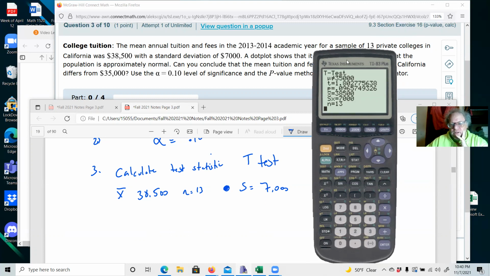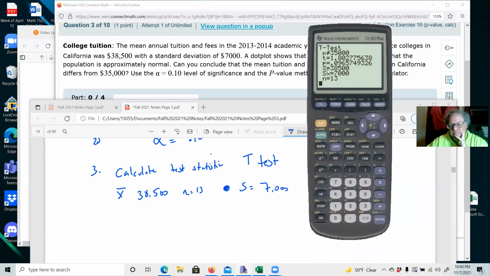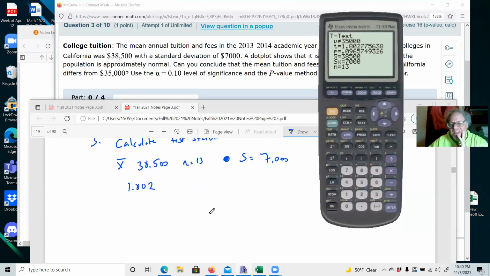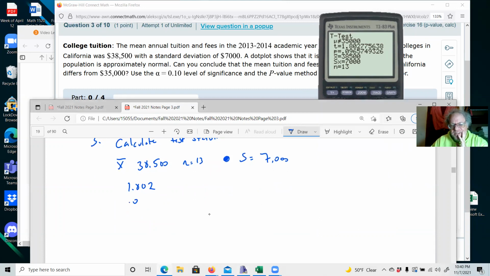So here we are with what's going on here. Our test statistic is 1.802. Just imagine how much fun it would always be to look these things up on the table. Trust me, it was a lot of fun. Our p-value is 0.0966. That's our p-value. Everything else we don't really care about, they're just reporting what we typed in so that we know.